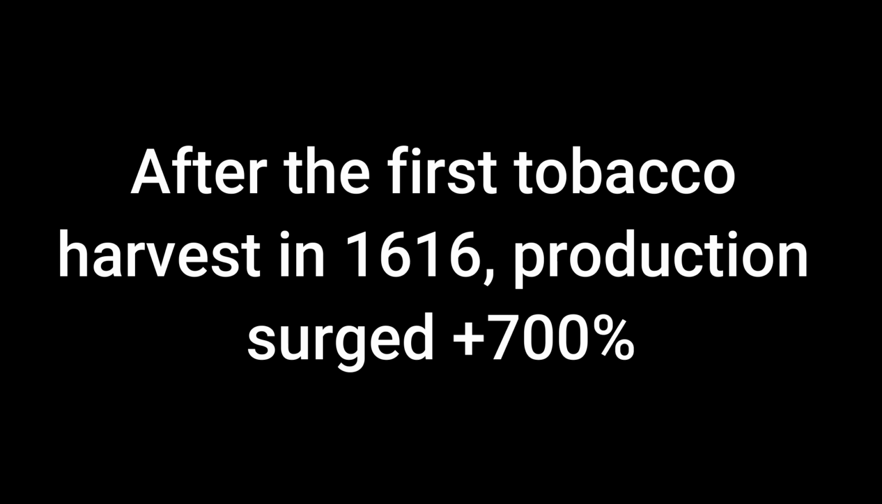The colonists weren't finding the gold that they'd hoped to find, but they turned to tobacco as their cash crop. And after the first harvest of tobacco in 1616, production surged 700% within a year. More and more colonists came to Virginia to get rich from growing tobacco on cheap land. As they moved in, they started taking over land that belonged to Native American tribes. And this is a detail you're going to want to remember for later.